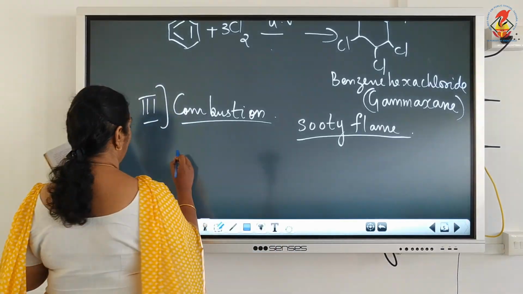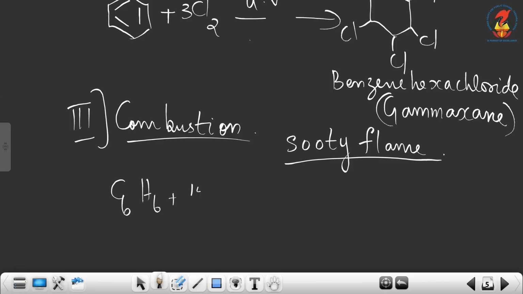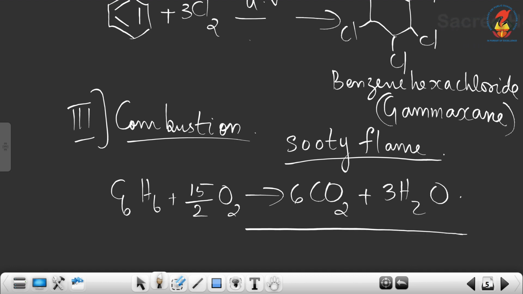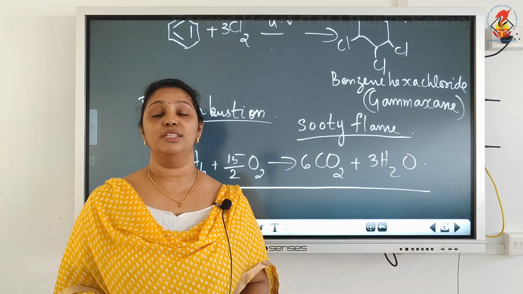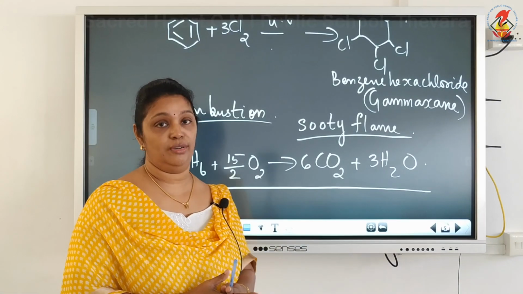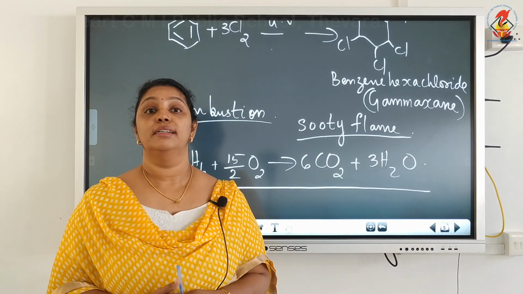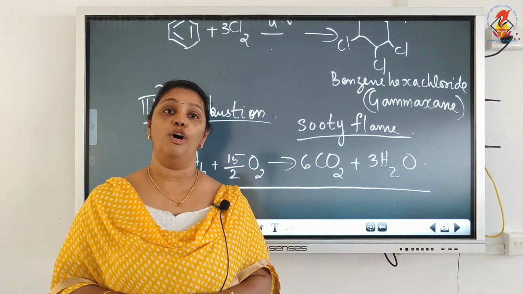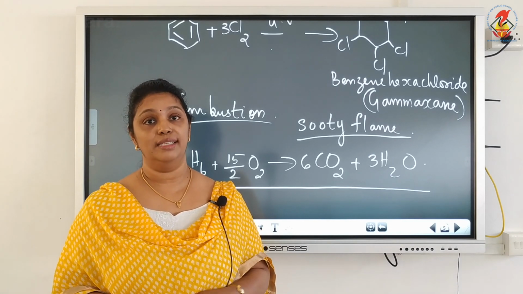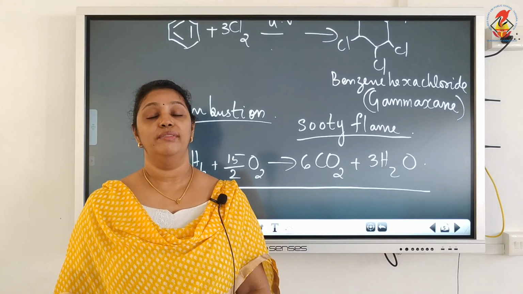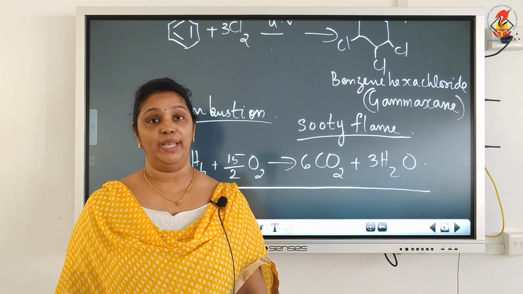So I am going to write the equation: benzene plus 15 by 2 O2 gives 6 CO2, carbon dioxide, plus 3 H2O. So this is the equation for the combustion reaction of benzene. Benzene will undergo combustion and we get a sooty flame with the liberation of water and carbon dioxide gas. So these are the 3 main chemical properties of benzene. Electrophilic substitution reaction, second is addition reaction, and third is the combustion reaction. So we have completed the chemical properties of benzene. Thank you.